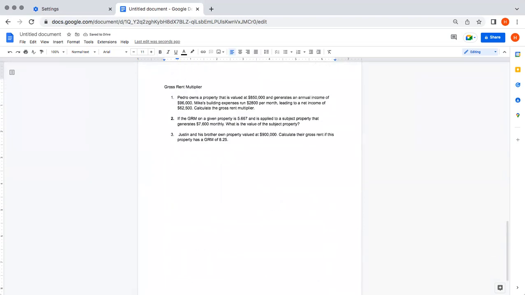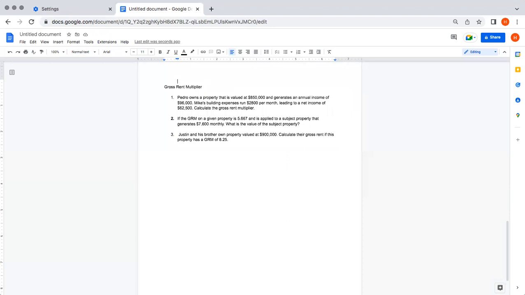And then the last one we will do with the gross rent multiplier. Now the gross rent multiplier, again, this is an easy calculation. You probably won't be using that much in the field unless you're dealing with income producing properties. But it's still something that you can use to be a little bit savvier when dealing with your clients and income producing properties.